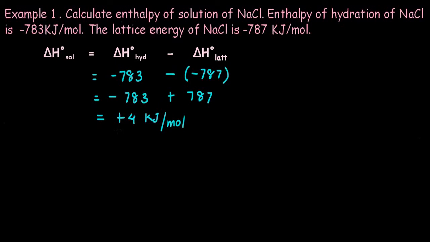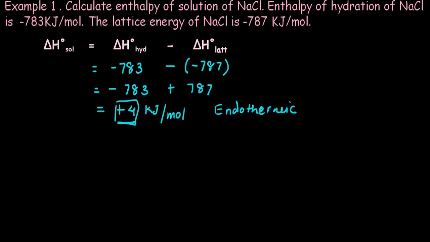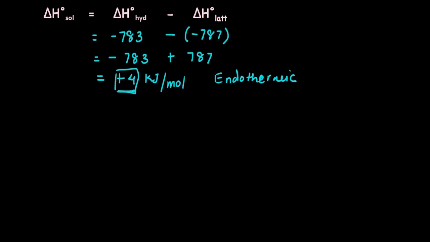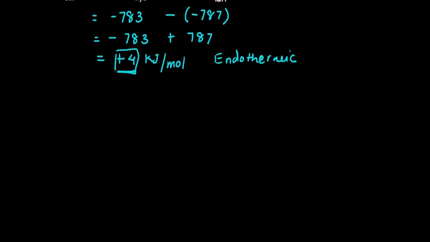So the value plus 4 clearly shows us that the enthalpy of solution of NaCl is endothermic, as it's a positive value, and it's a small positive value. Because of that we can see that it is soluble in water but makes the solution colder. We can also draw an energy level diagram for this process of enthalpy of solution of sodium chloride. So let's see how it works out.